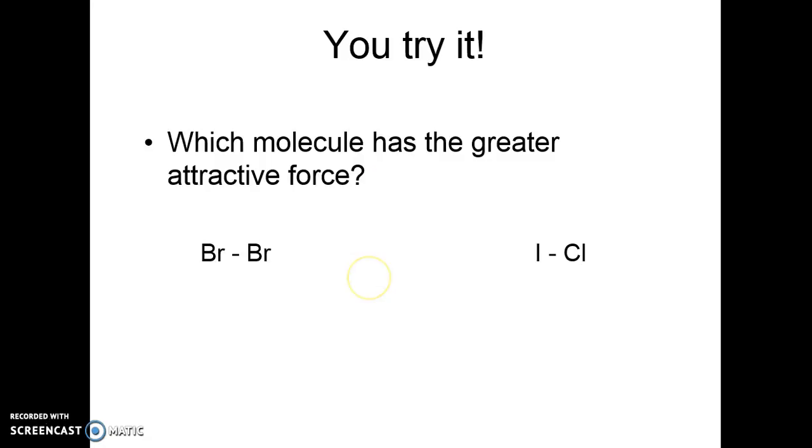Which molecule has a greater attractive force? If I figure out the mass of each of them, they're essentially the same. But if I look at this molecule, it's symmetrical, and so it's not polar. If I look at this one, it's not symmetrical, so it's polar. So this would have London dispersion forces only, and this would have London dispersion and dipole-dipole forces. So it has a greater attractive force.